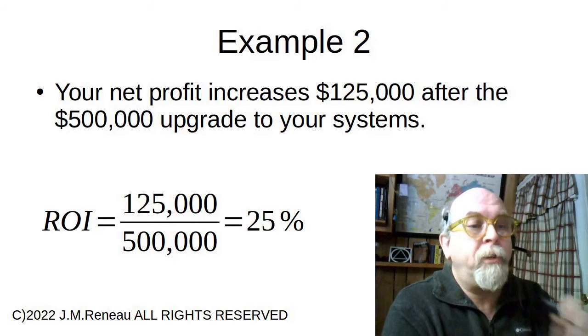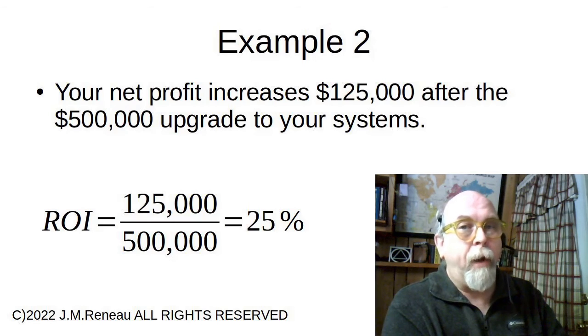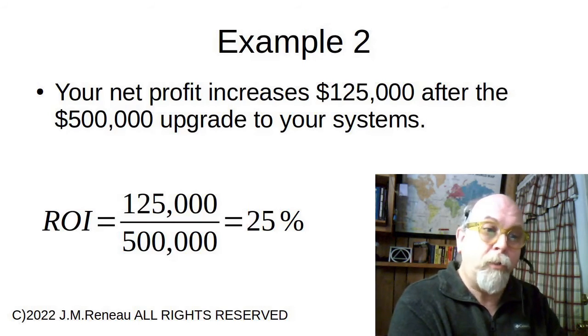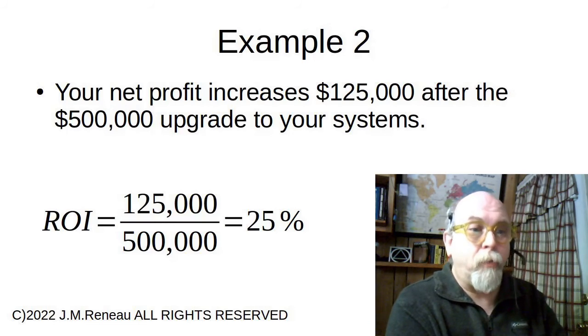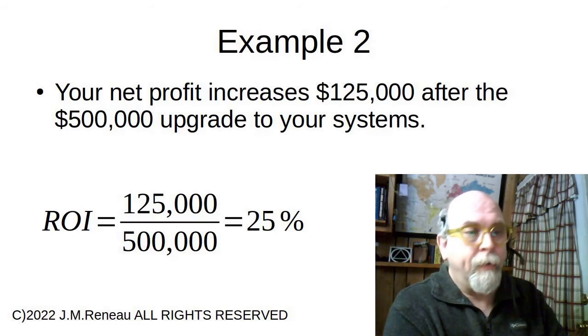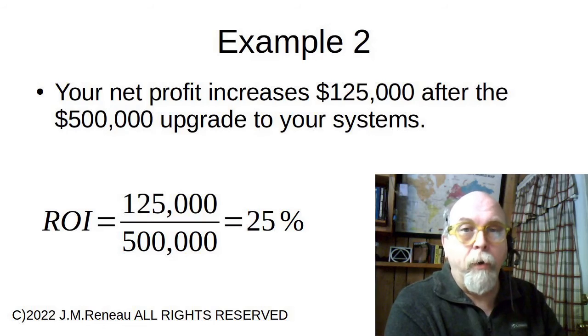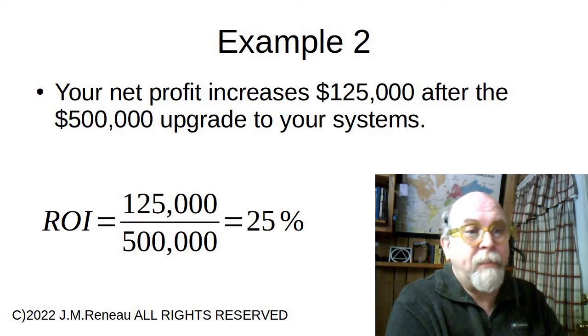Be very careful when you're reading a return on investment problem as to whether you're given the gross receipts or the net. And so the ROI would be 125 divided by 500, or 0.25, or a 25% return on investment.